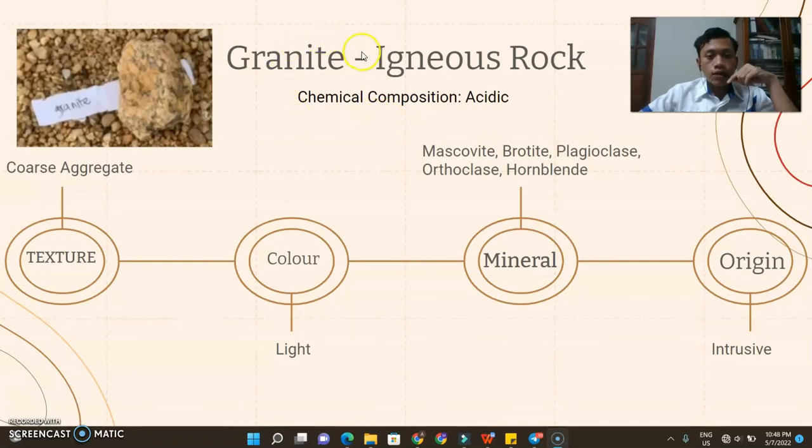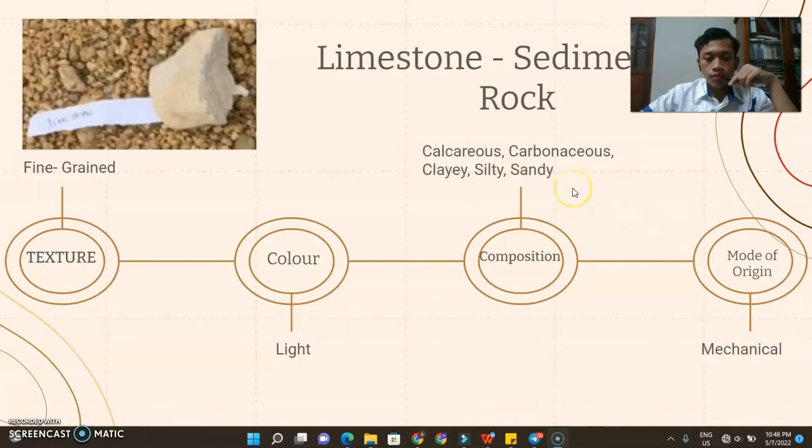Okay, firstly is granite. Granite is an igneous rock. The chemical compound is acid. The texture is coarse aggregate. It is light in color. In form of minerals: muscovite, biotite, plagioclase, orthoclase, hornblende, and its origin is intrusive.